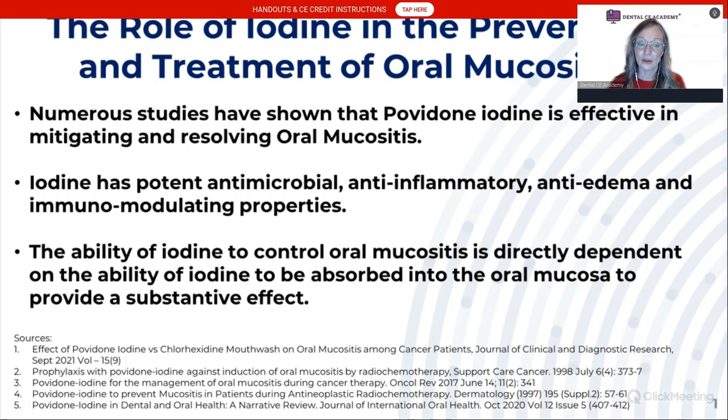Okay, so I'm sharing this information with you, and I hope you'll stay a few minutes afterwards to hear from ioTech. But this is the role of iodine in the prevention and treatment of oral mucositis.